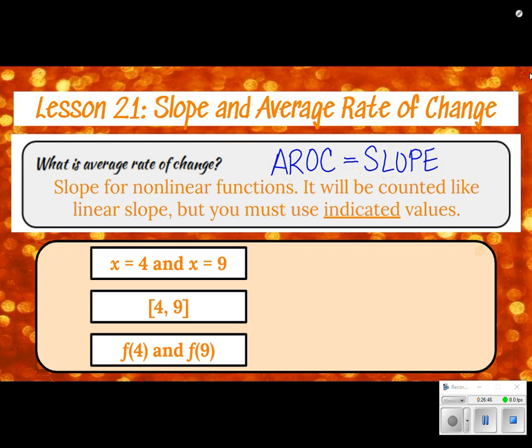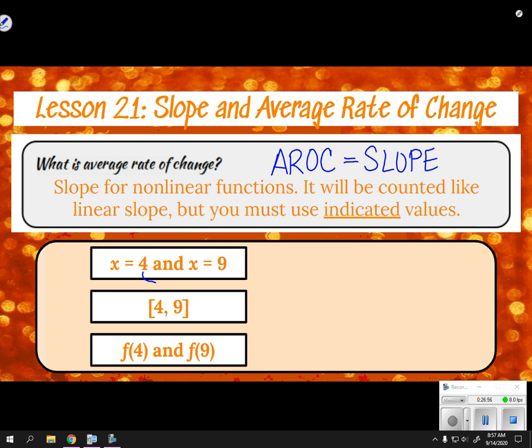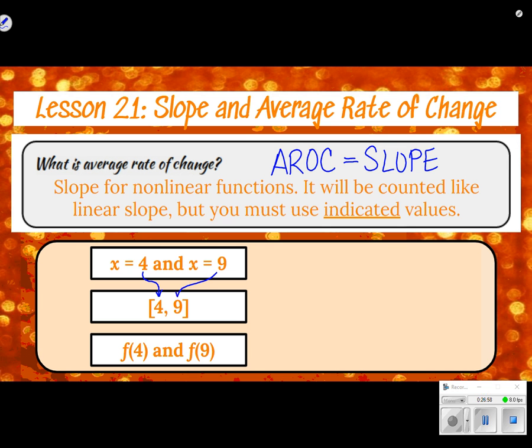All right, now, they're going to give us our answers written a couple different ways. They could start off saying x equals 4, x equals 9. They could write it in interval notation, where we're starting at 4 and ending at 9. Or, remember, this is f of x. They're replacing x with a number. These all say the same thing: start at 4, end at 9. So you have to be able to read them. But that comes from what we did in Unit 2.